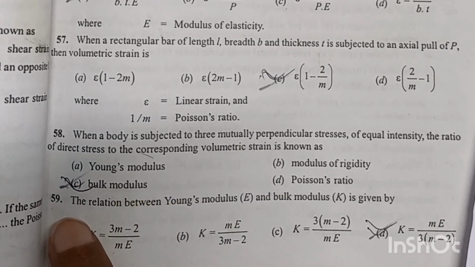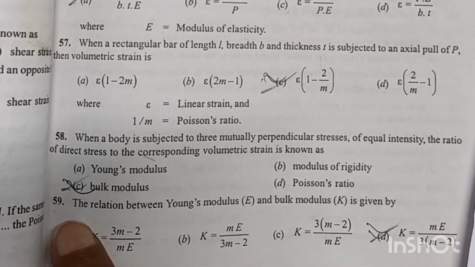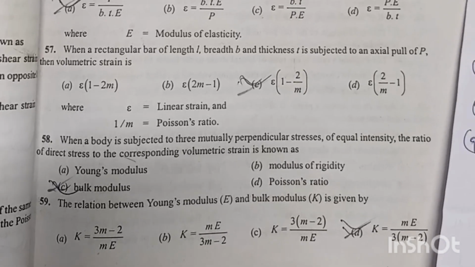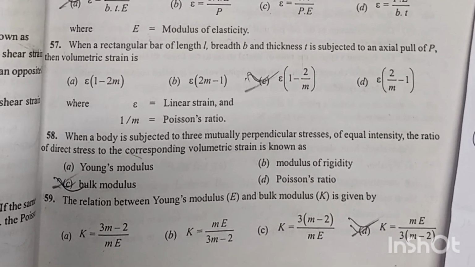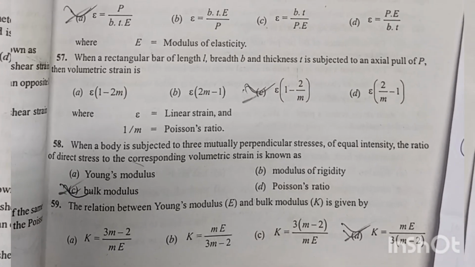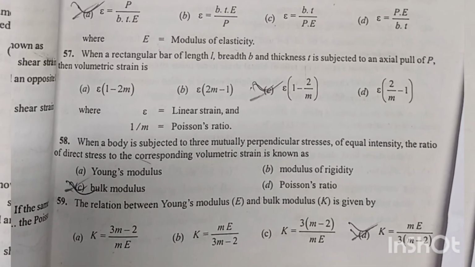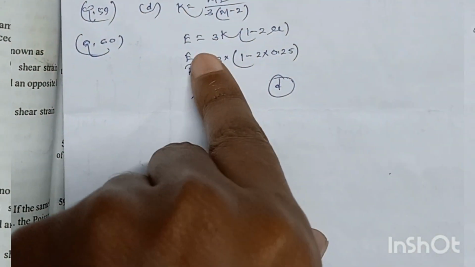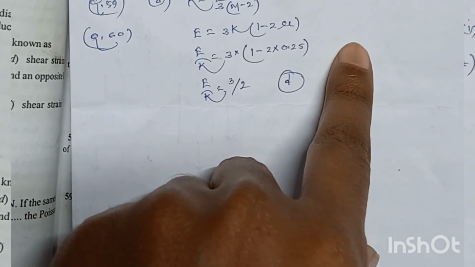Next question 59. The relation between Young modulus E and bulk modulus K is given by K equals mE divided by 3 into m minus 2. 1 by m is the Poisson ratio of the material, E is the Young modulus of the material, K is the bulk modulus of the material. There is also a relation E equals 3K into 1 minus 2 mu.